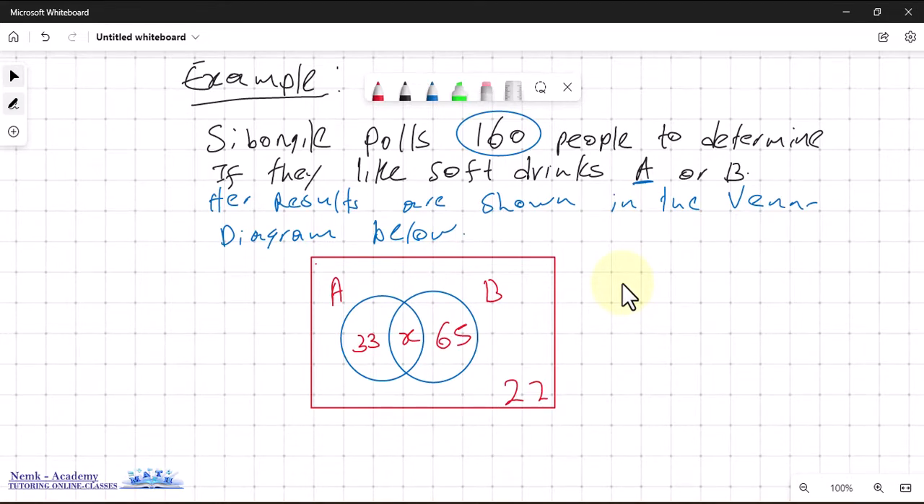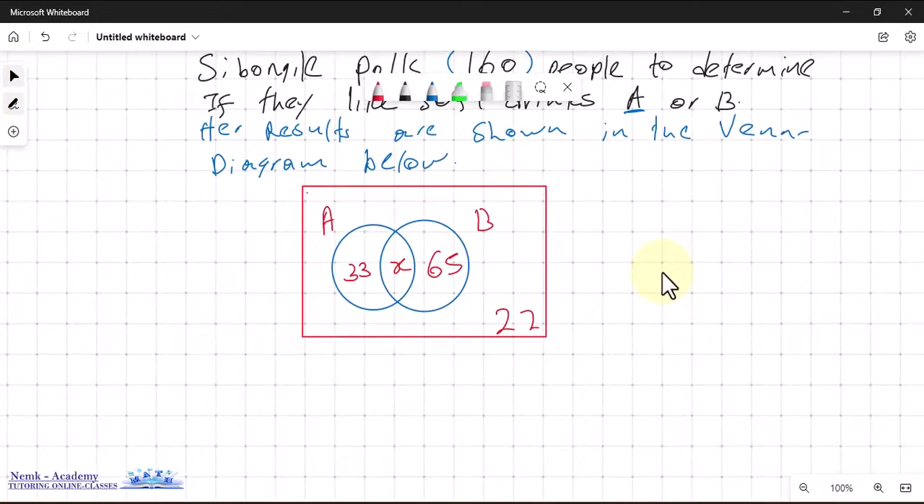From the Venn diagram, what can you tell us? How many people like soft drinks A only? That is 33, if you remember what you did yesterday. And those who like soft drink B only? 65. And those who don't like any of these drinks? 22. Do we know how many like both soft drink A and soft drink B? We don't know, since we put X there. So we must be able to read the Venn diagram. Let's go to the question.